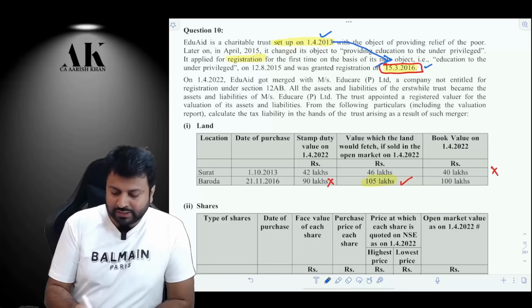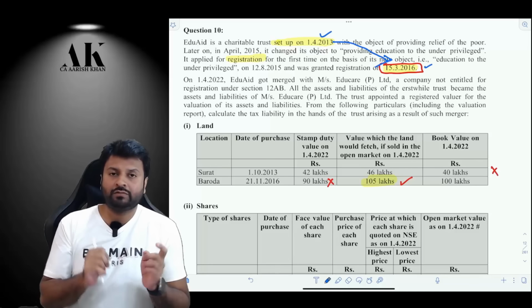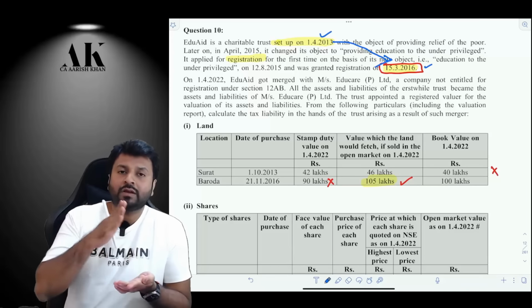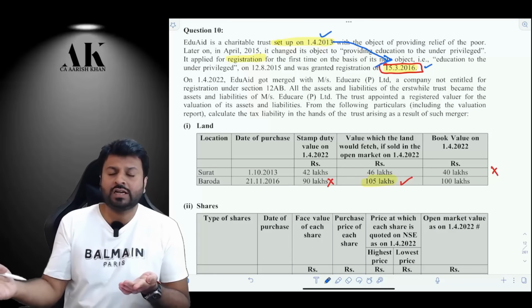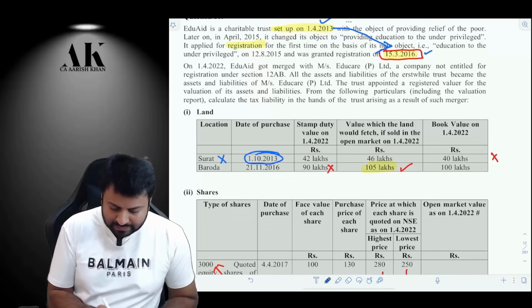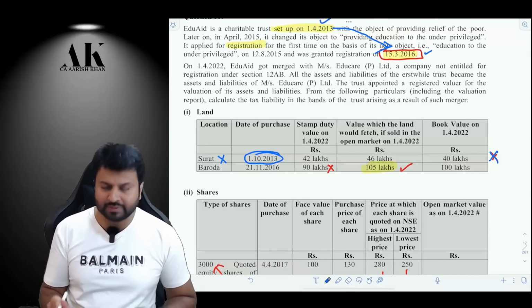So from this date to this date, whatever assets are purchased by the trust, that will not be subject to accreted income. Be very careful, because there is an exclusion in the law which says that if the asset is purchased from the date of setup of the trust till the date of registration, then that asset will not be subject to accreted income. Therefore, this Surat land will not be subject to accreted income because it was purchased before the date of registration. Therefore, this land will not be subject to accreted income.